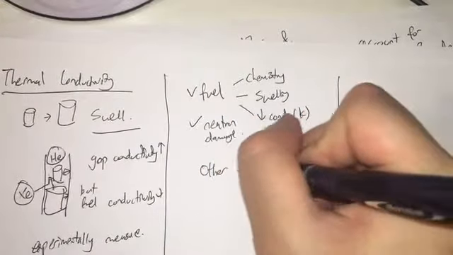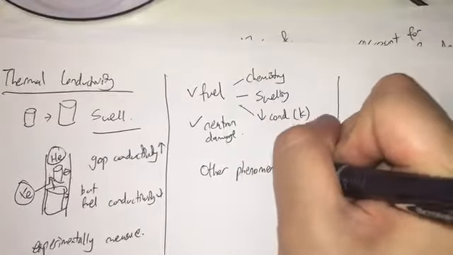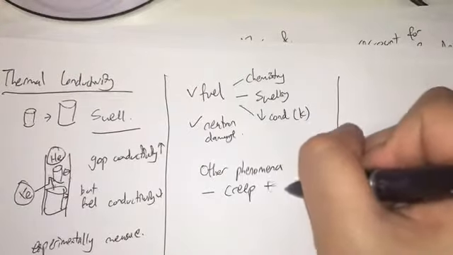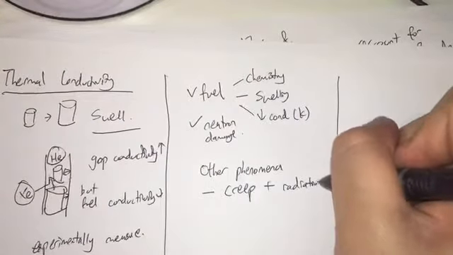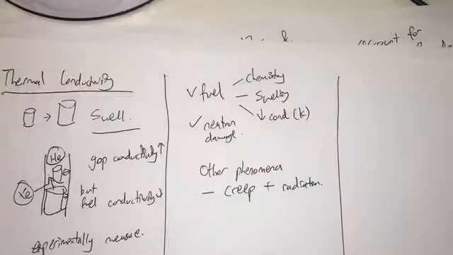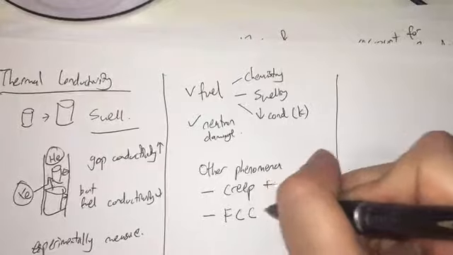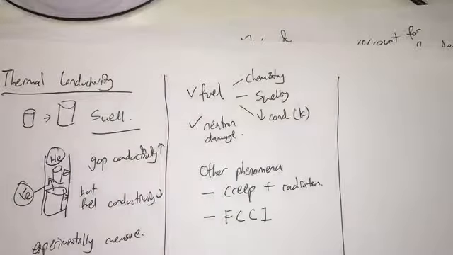Other phenomena such as creep and how this is affected by radiation, and how fuel and cladding can interact. Fuel cladding chemical interaction, FCCI. When fuel and cladding interact, when this swelling gap is closed up, some diffusion can happen, and the cladding can actually become more brittle.